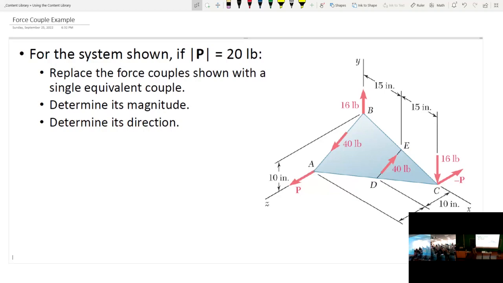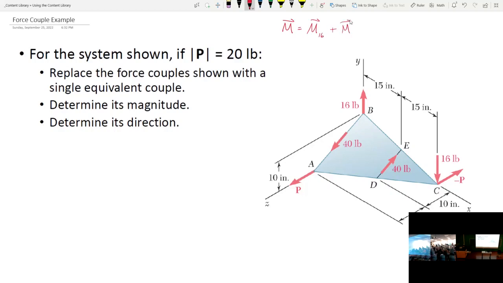Okay? So ultimately, our goal at the end of the day, if you want to write it like this, is to take the moment from the 16-pound force couple, plus the moment from the 20-pound force couple, plus the moment from the 40-pound force couple, and add them together. That's how we're going to handle this from a static standpoint. And I think you'll see that it's quite manageable.